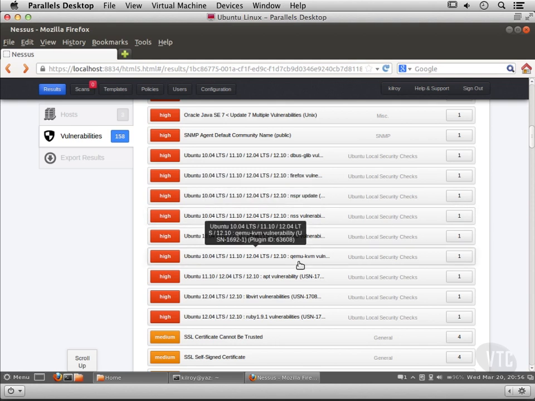So the QEMU KVM vulnerability is another one. Nessus couldn't have known about that without actually having login credentials. So would you consider this a high-risk vulnerability if you actually had to be on the system and maybe you had a strong password policy in place?